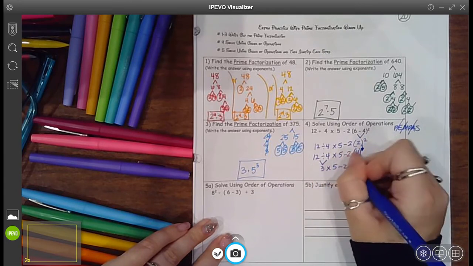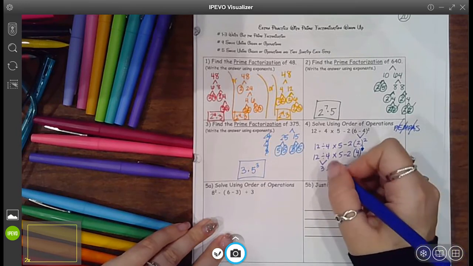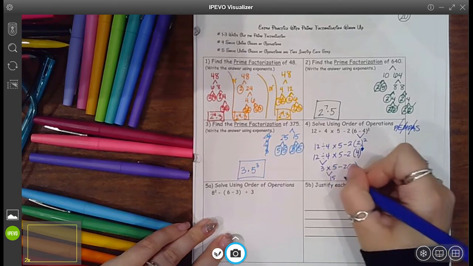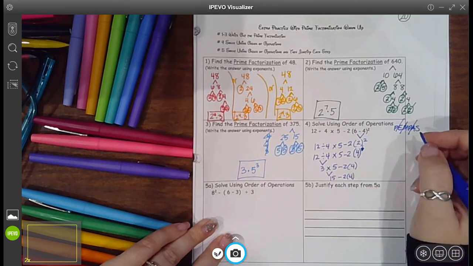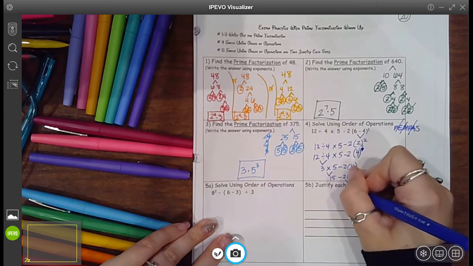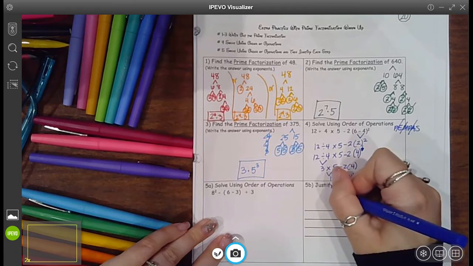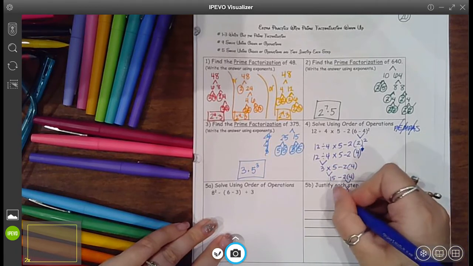Times 5 minus 2 times 4. All right. No parentheses, no exponents, multiplication or division right here. 15 minus 2 times 4. Okay, multiplication or division before addition or subtraction. So 2 times 4 is 8. Bring down the minus, 15. 15 minus 8 is 7.